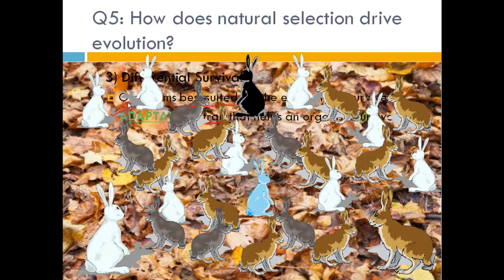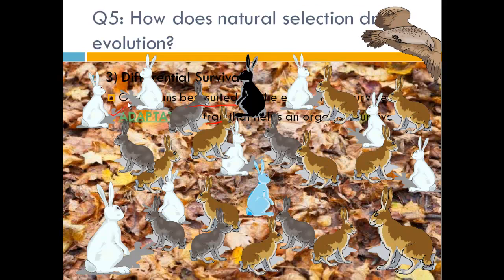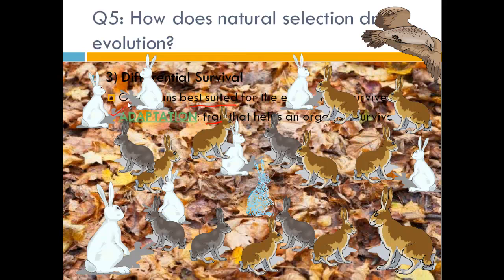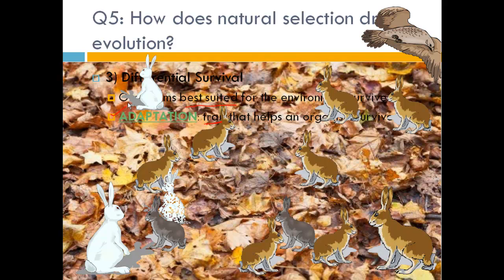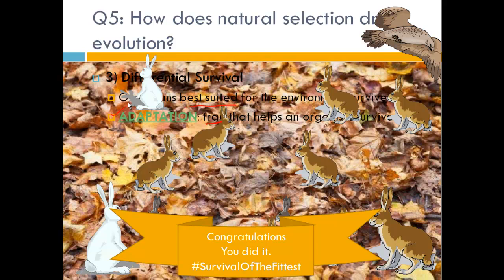So in addition to competing for resources, they're also trying to survive the hawk. And as the hawk hunts, it's going to be able to see the white rabbits and the blue rabbits and the black rabbits much more easily than the rabbits that have better camouflage. So that fur color, brown or gray, is their adaptation. It helps them to survive. And that's the goal of all organisms, to survive.